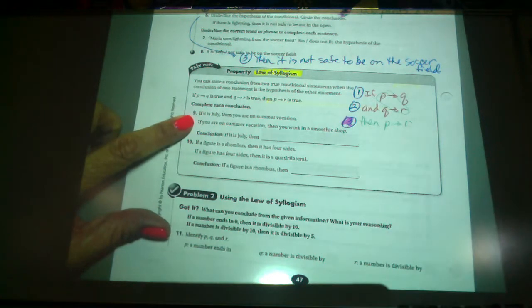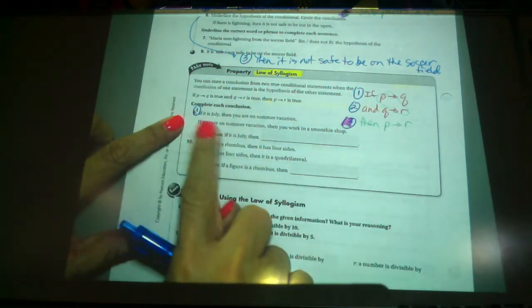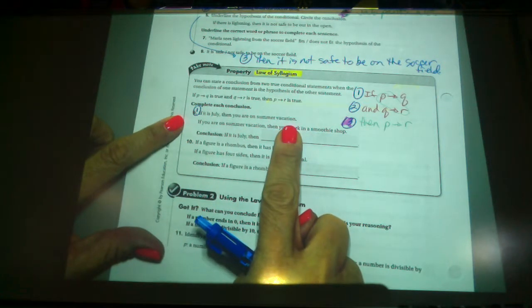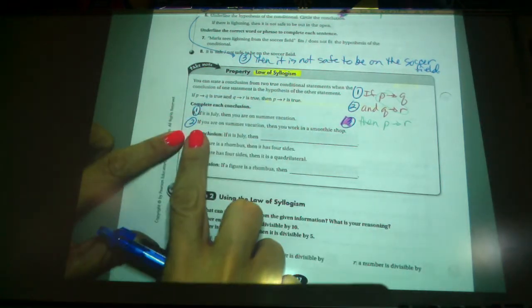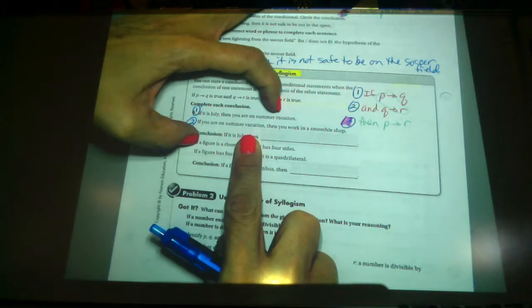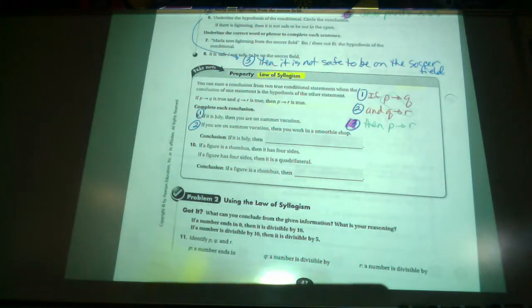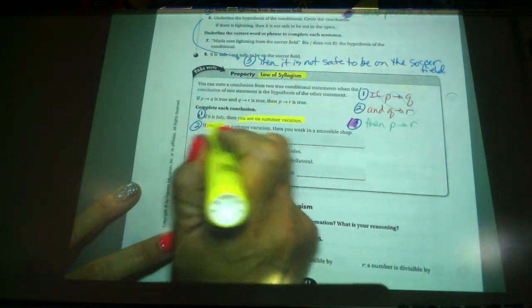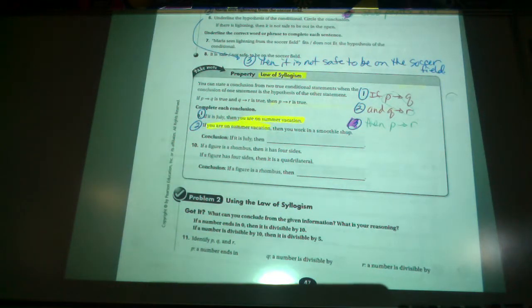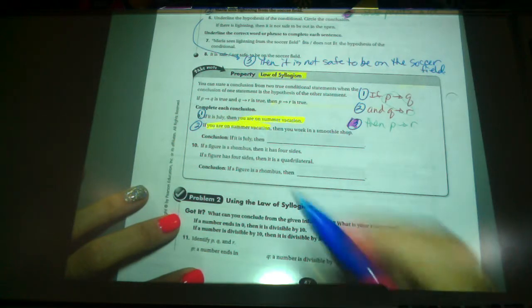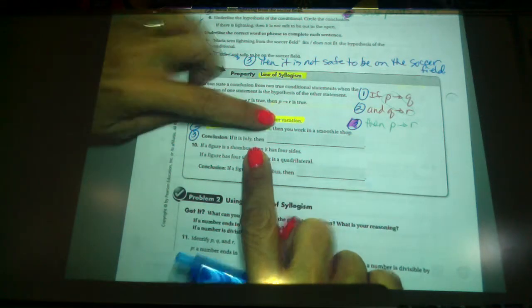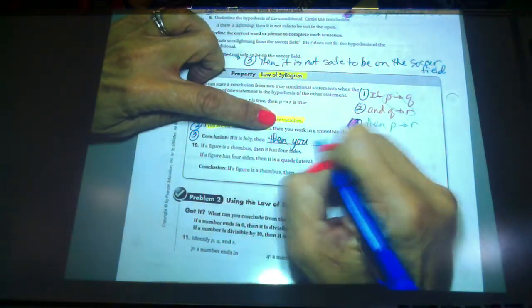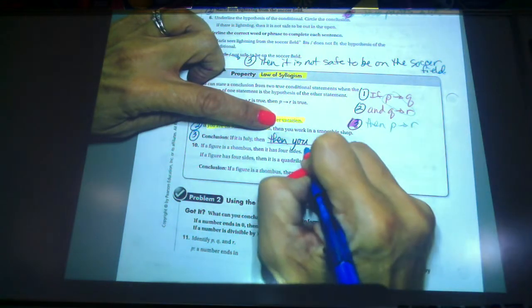So they've got here statement number 1. If it is July, then you are on summer vacation, full conditional. If P, then Q. Then they go on to the second statement of another full conditional. If you are on summer vacation, doesn't that mirror then you are on summer vacation? So these two are the same. We can just take them out of the two sentences and put the rest of the sentences together. Then you work in a smoothie shop. So your third conclusion statement is, if it is July, then you work in a smoothie shop.